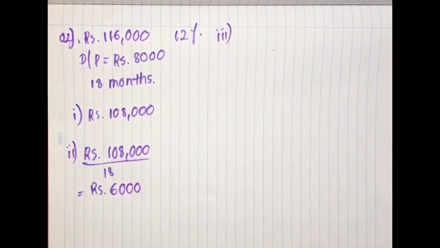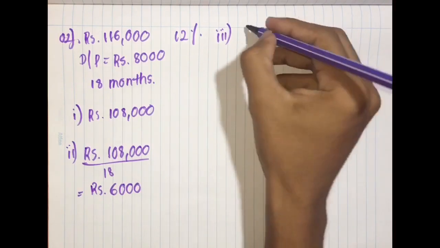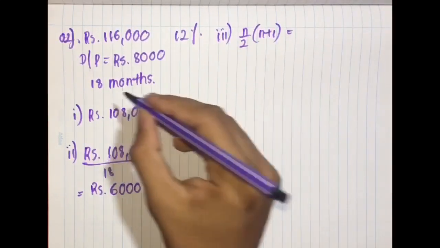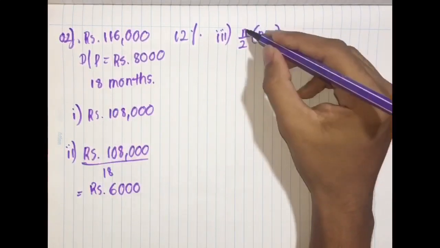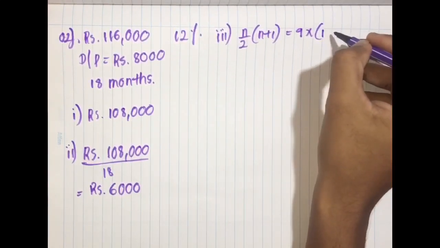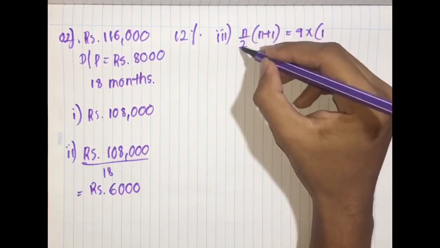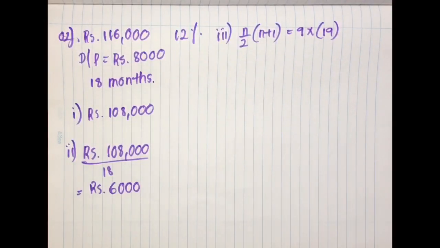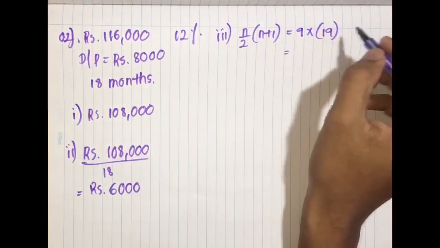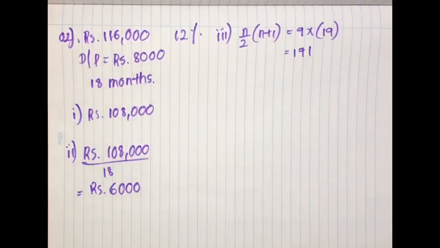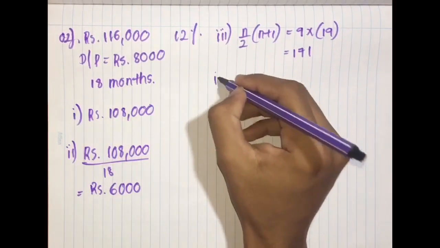Let us check the third one. How many month units are there? How do we find the month units? Yes, you have an equation: n over 2 into n plus 1. So, n is equal to the number of months, that is equal to 18. 18 divided by 2 is equal to 9, multiplied by 18 plus 1, which is 19. So, 9 into 19. What is the answer when you multiply? You will get 171. Are you clear? Okay.